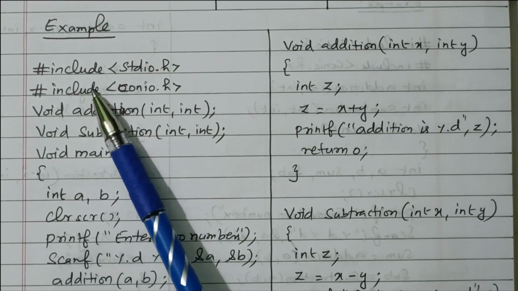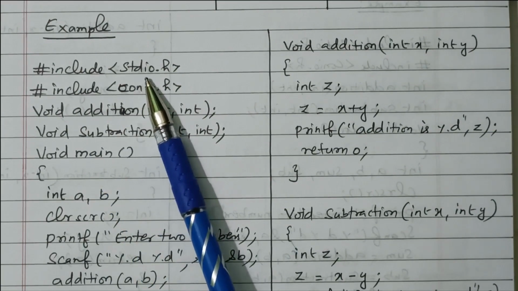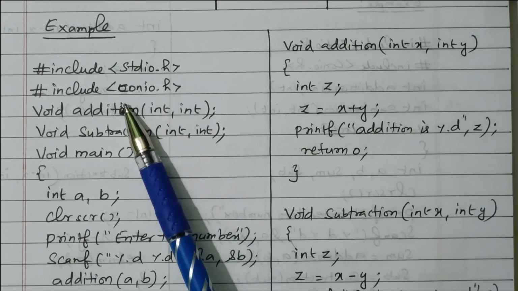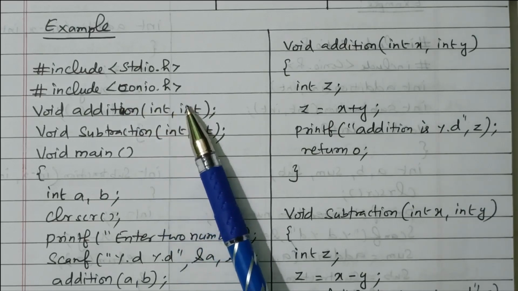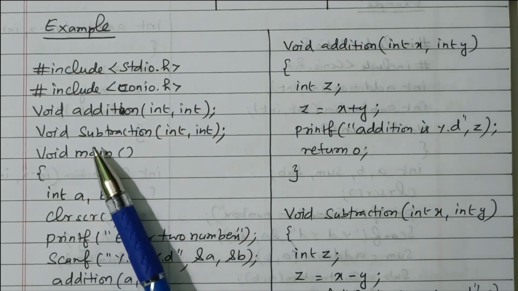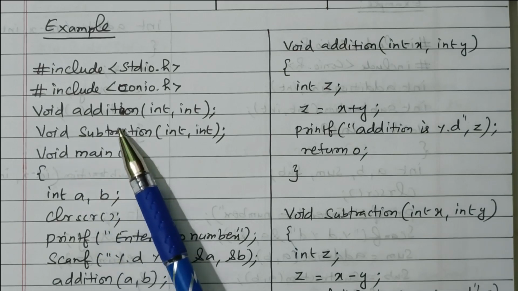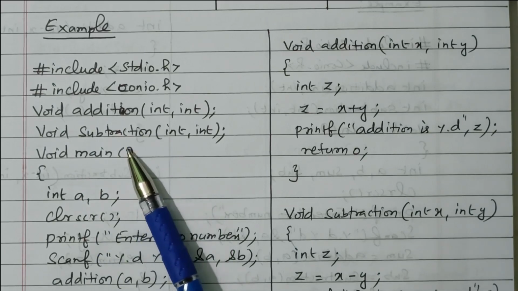Now we'll see the example program so that we are able to understand clearly. Example 1. First we need to include the header files: stdio.h, standard input output, and conio.h, console input output. These two header files are included. Then we are declaring the functions before the main program. We have two functions, addition and subtraction. We are going to add two numbers and subtract two numbers.